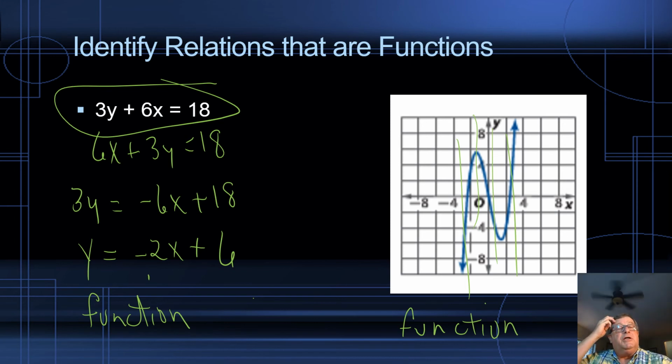So every relation is not a function. Every function is a relation. For any value of x, there can only be one y. We cannot have multiple values of y for a given value of x.